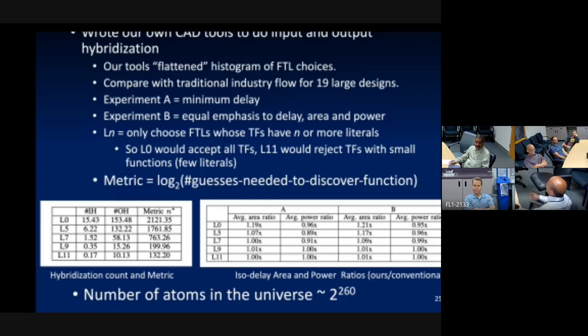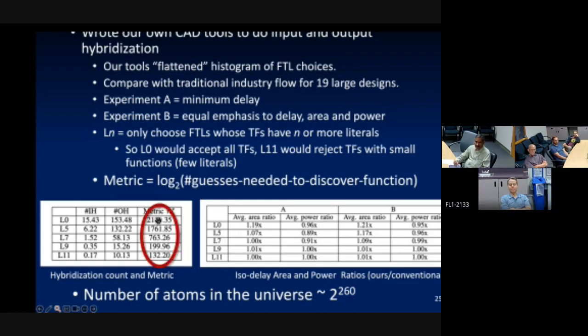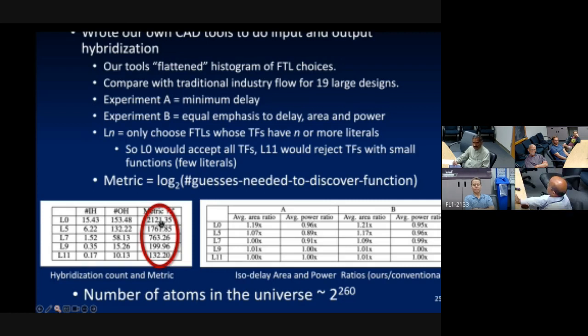For them. Okay. So as you can see now, for L0, our metrics are literally in the 2000. This is 2 to the 2000. This is insanely hard to reverse engineer. But even for L9 and L11, the metrics are healthy. I mean, 2 to the 200 difficulty of reverse engineering.